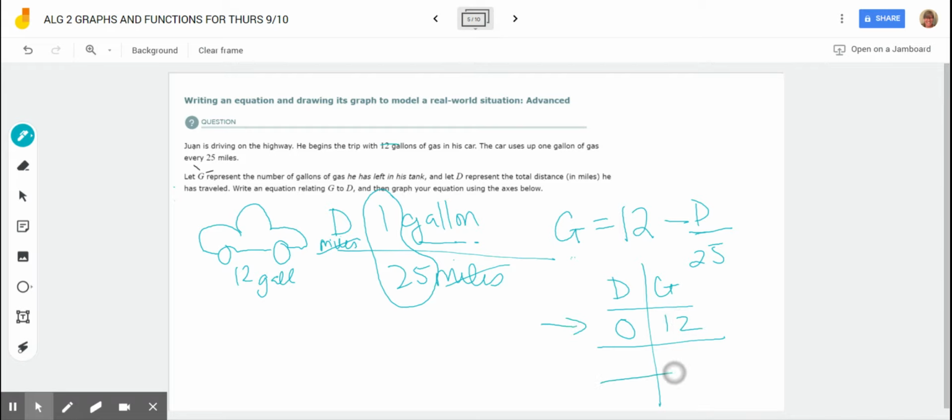All right, now let's plug in 25. So we went 25 miles. We plug in 25 here. We're going to get 25 divided by 25, which is 1. You're going to get G is equal to 12 minus 25 over 25. That changes to 1, and 12 minus 1 is 11. Get it? For every 25 miles he goes, he's going to lose 1 gallon. There you go. So on your graph, these are points that you would mark, and then you would connect the dots.